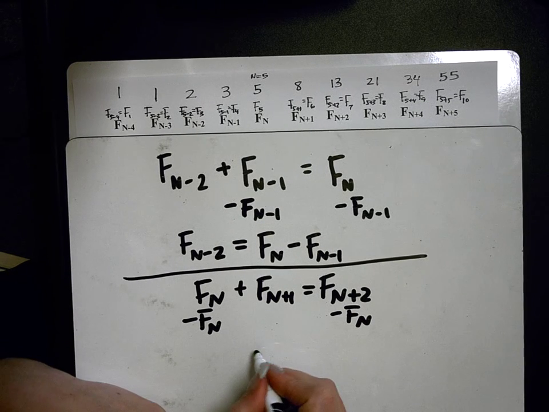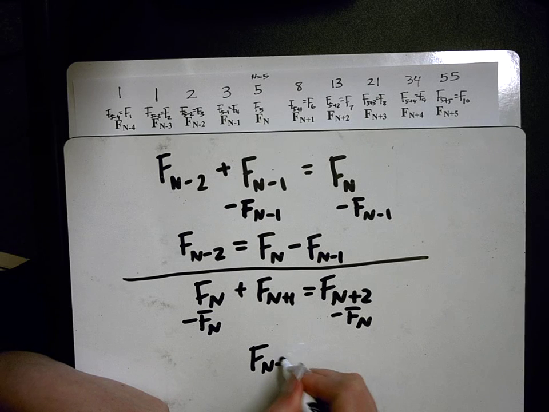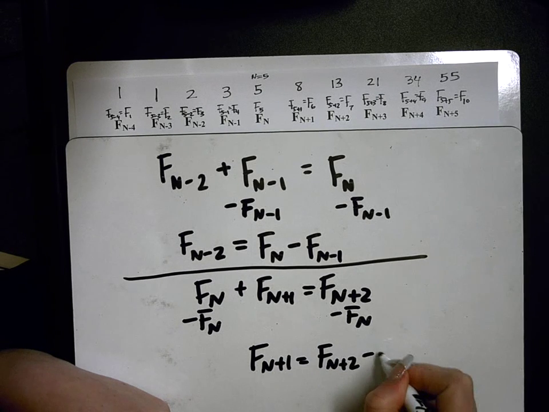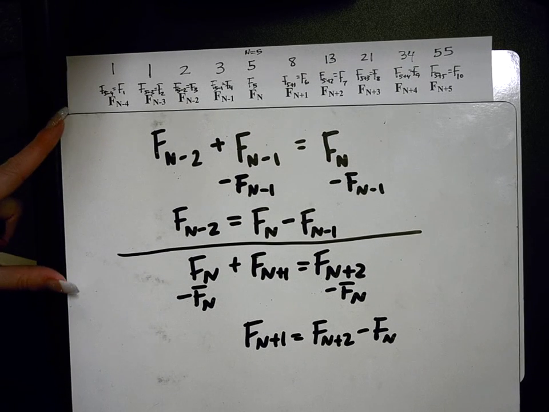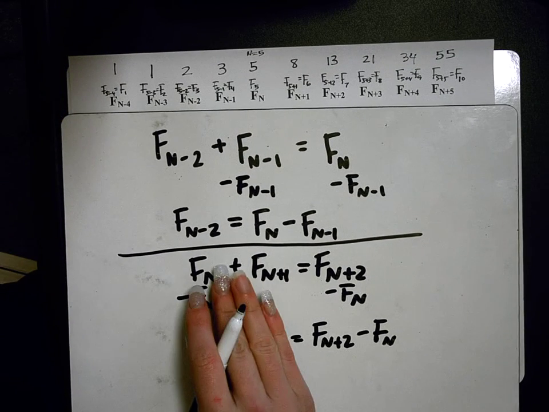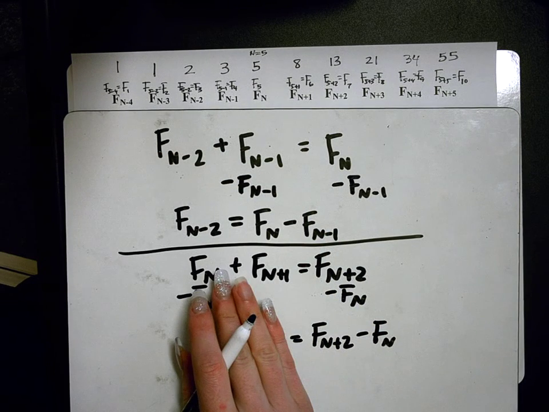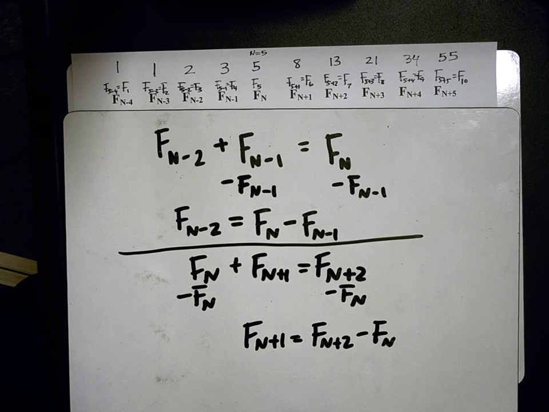And what we end up with is f sub n plus 1 equals f sub n plus 2 minus the nth term. Now you might be given a problem that says, what is f sub n plus 2 minus the nth term? And you would need to know how all these are related. You need to know that it's f sub n plus 1.